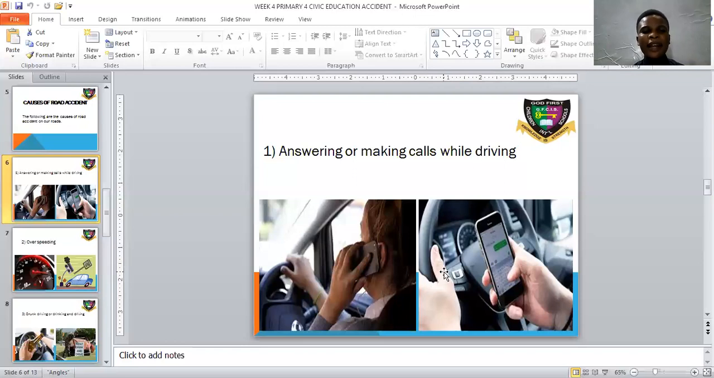Is that taken? That is the best way to what? To receive a call. Whenever you are driving, you stop. You stop the car, you receive the call before you continue with the journey. Is that taken now? Good.